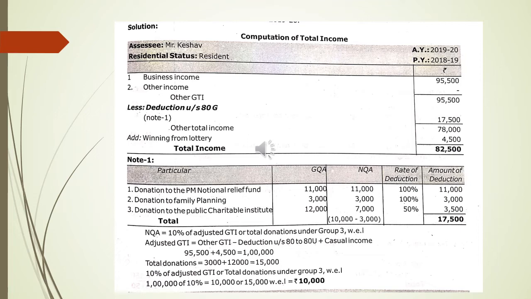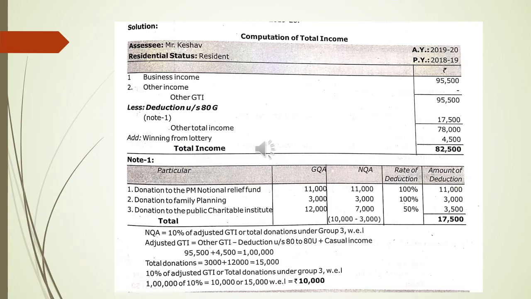So 10% of 1 lakh, that is 10,000, or the actual amount that you have donated. You have donated 3,000 towards family planning. Look at the gross qualifying amount column. Family planning 3,000 and public charitable institution 12,000. So total it is 15,000. So 10% of 1 lakh, that is 10,000, or 15,000, whichever is less. So 10,000 is less.